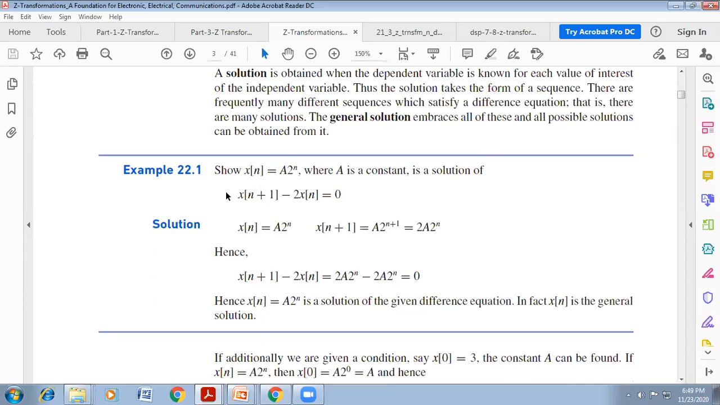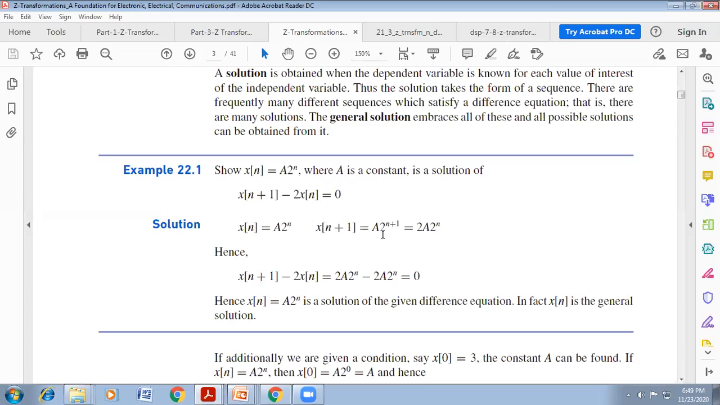Now we have to prove this is the solution of the difference equation x(n+1) minus 2xn equals 0. Suppose xn equals a into 2 to the power n. So x(n+1) what will be? Just replacing n by n plus 1, we get a into 2 to the power n plus 1.